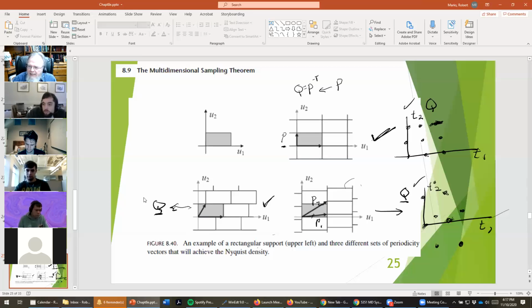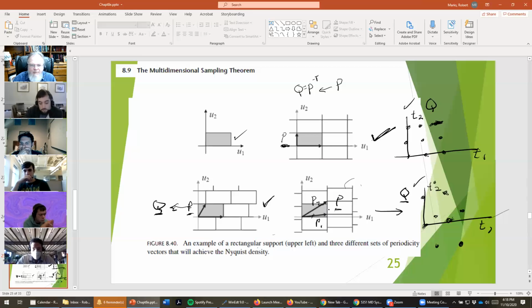Here's the point again. Each one of these has a different periodicity matrix. All of these take the zero order spectrum and replicate it differently, correct? And each one of these has a different value of P. Why do we know that? We know that because the P1 and the P2s are different, correct?